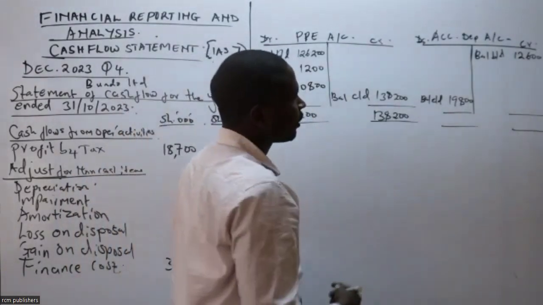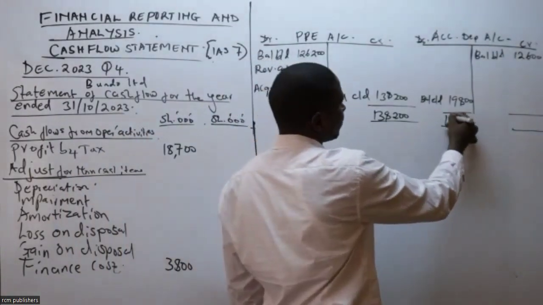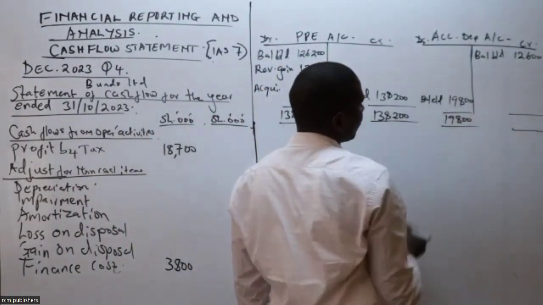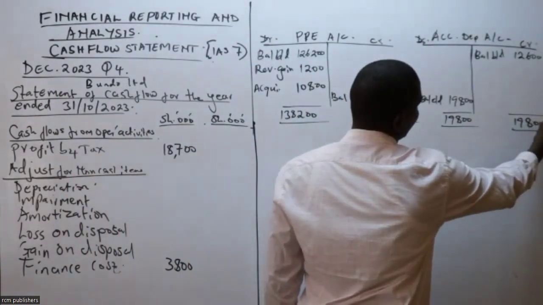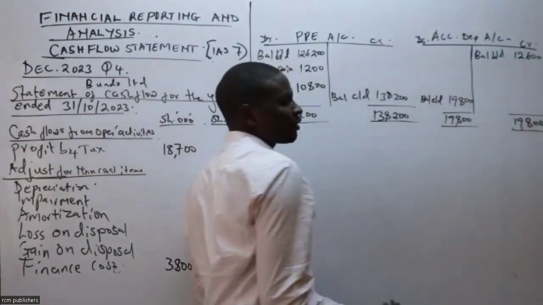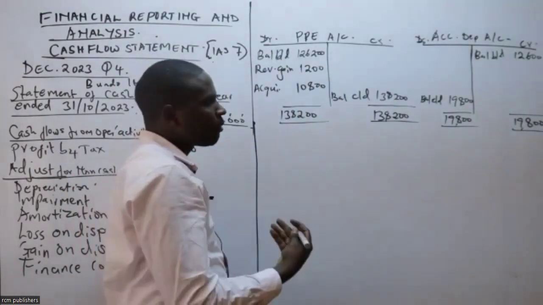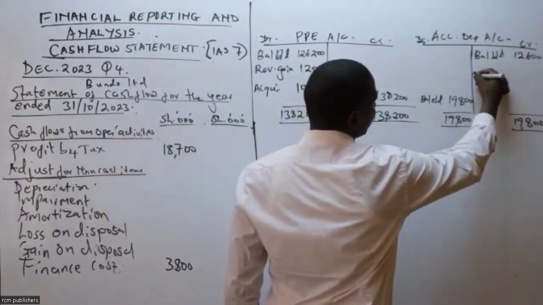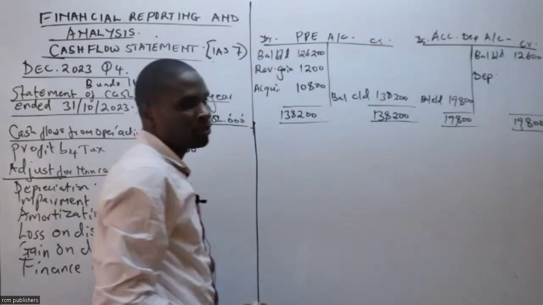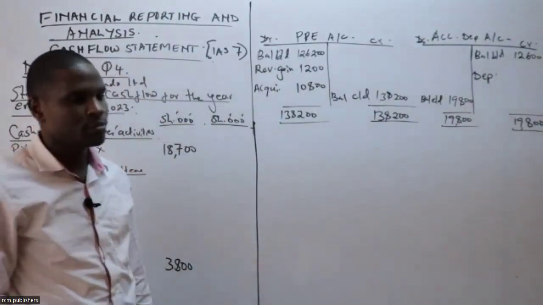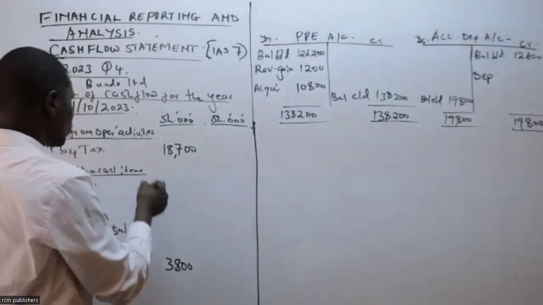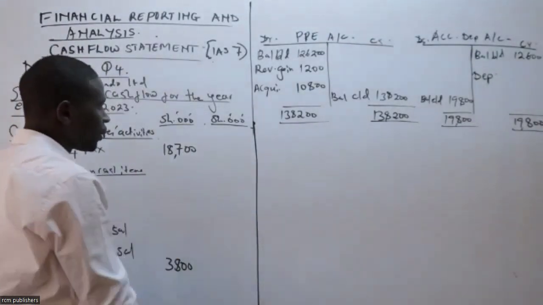Then we check on the other side, on the accumulated depreciation. Here you shall have 19,800. So if this is an accumulated depreciation account, the amount to balance here will be the depreciation. So the balancing figure is the depreciation amount, and it is the one that we are going to bring here. And of course, we are going to add it.